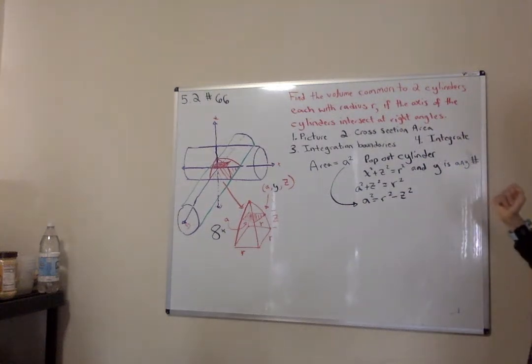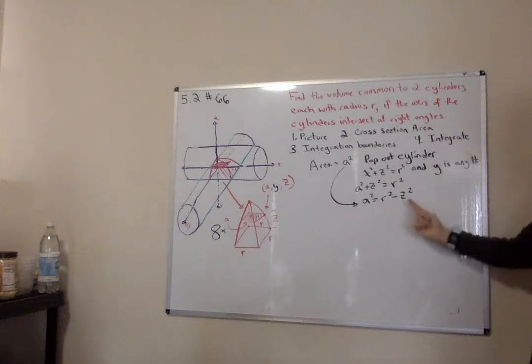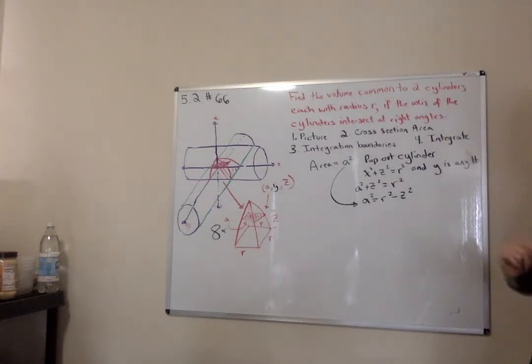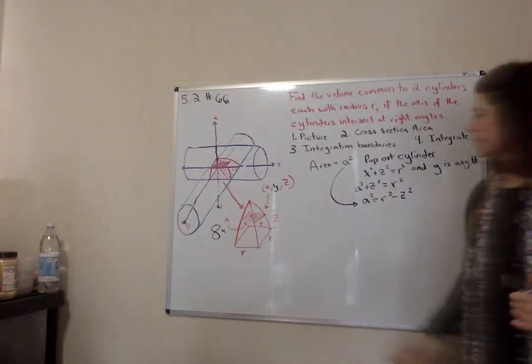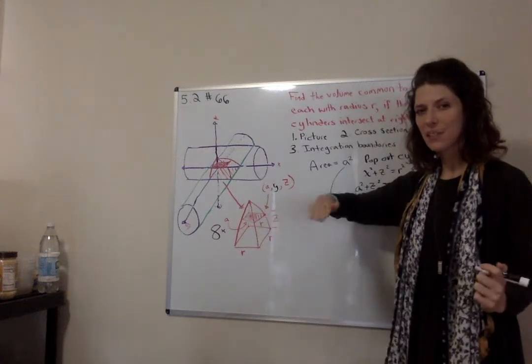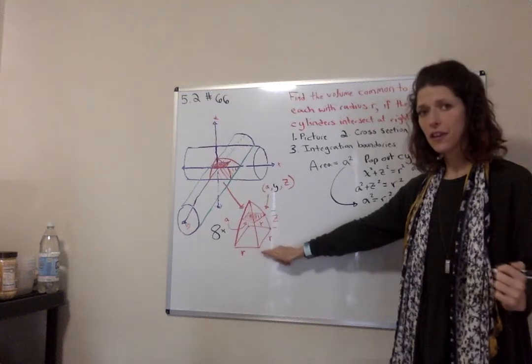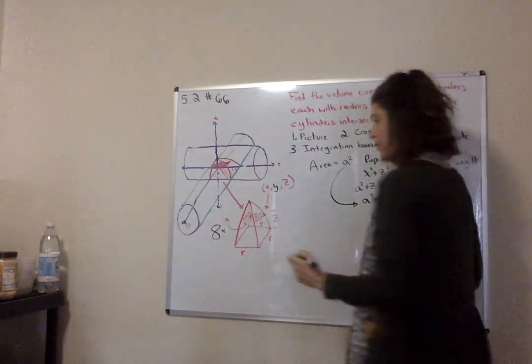The third thing that I want to do is determine my integration boundaries. My area is now written in terms of the radius and in terms of z, so I need to think about the values of z that define my tent. The tent is resting on the xy plane, which means that at the bottom of the tent, the value for z is 0.